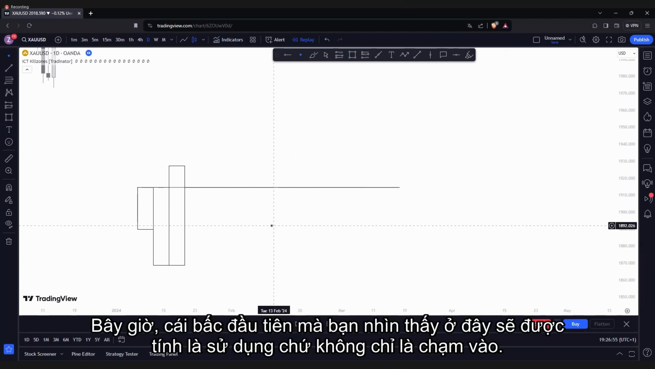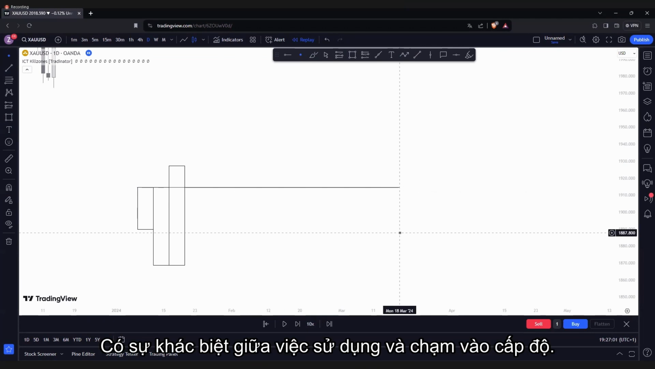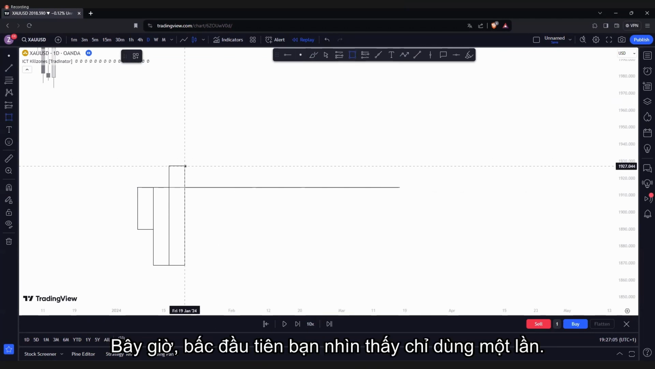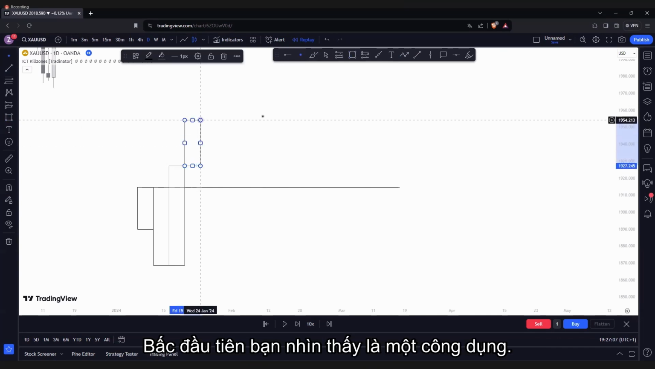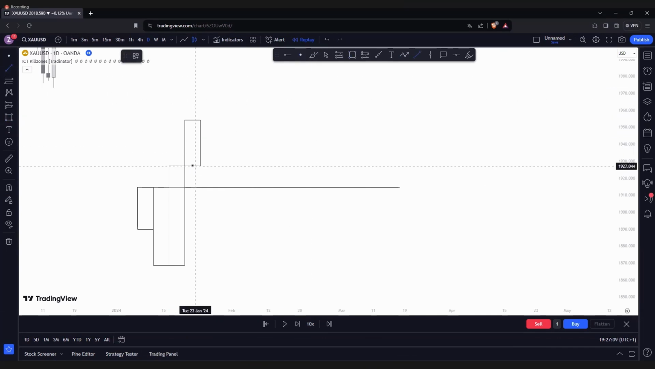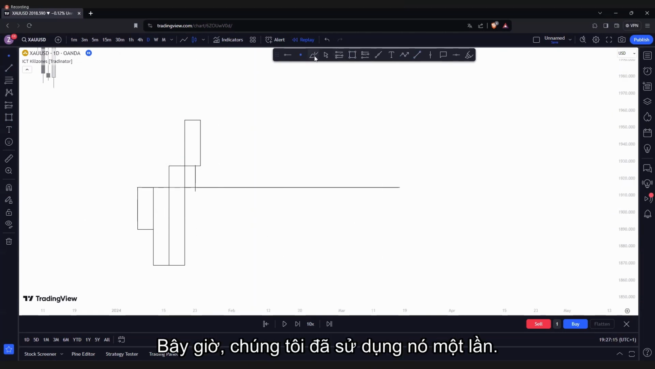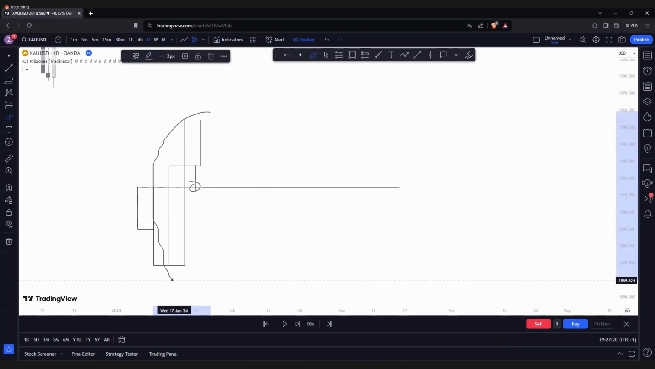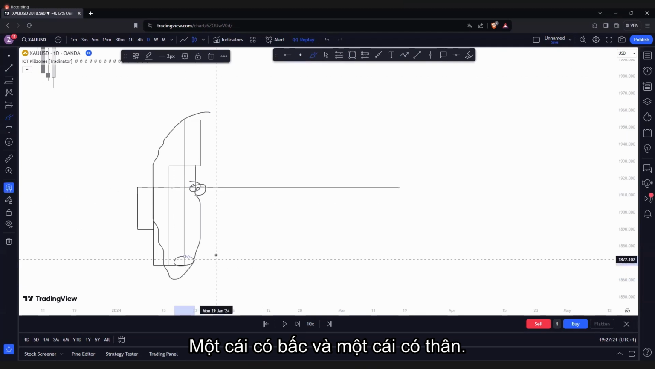Correct. Now, the first wick that you see in here is going to count as a use, not just a touch. Okay, there is a difference between using and touching the level. The first wick you see is one use, right here. So just keep this in mind. Now, we used it once. And how many times did we touch it? Twice. One with the wick and one with the body.